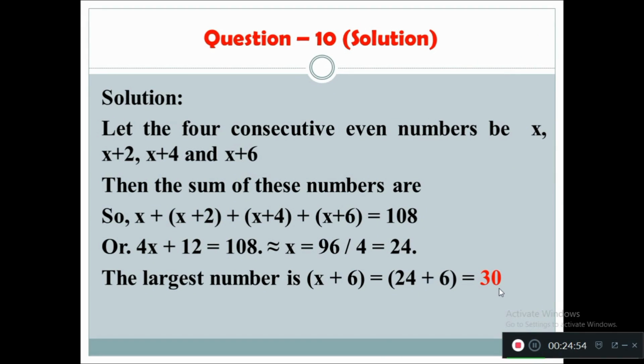So this is how we want to solve all the aptitude questions. It takes time for you to learn. When you practice again and again, you can solve very easily.